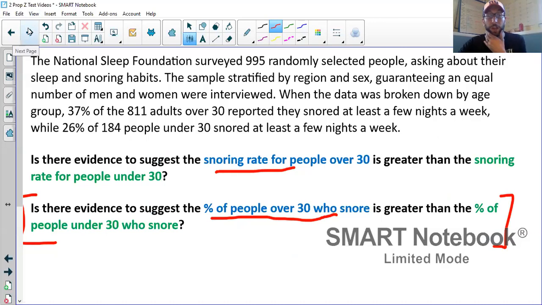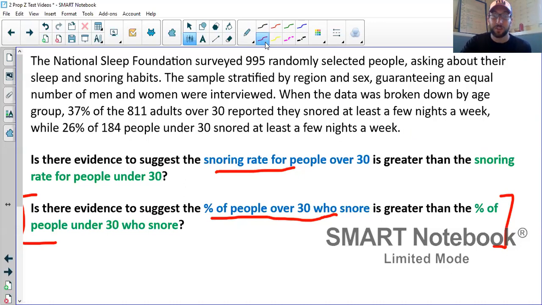All right, so we've got our two groups here, over 30 and under 30, and we actually know the answer to this question. Is there evidence the snoring rate for people over 30 is greater than the snoring rate for people under 30? If we jump back to our two proportion z interval video with this same context, we created that two prop z interval, and we can use it to answer this question. Because our entire interval was either entirely positive or negative, depending on the order you subtracted, we know our interval suggests the percent of people over 30 who snore is statistically significantly higher than the snoring rate for people under 30. But let's approach that in a different way.